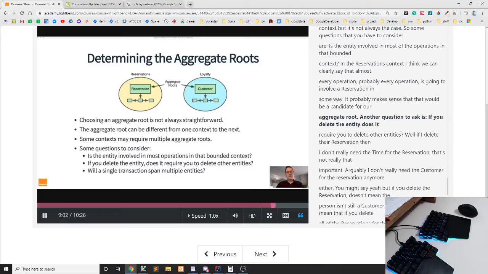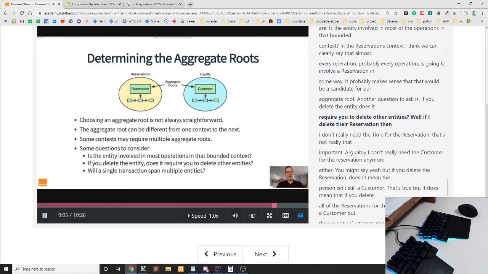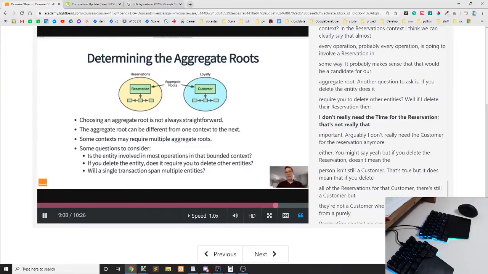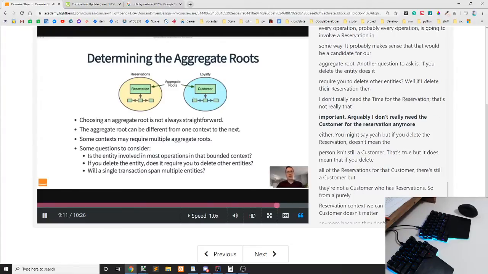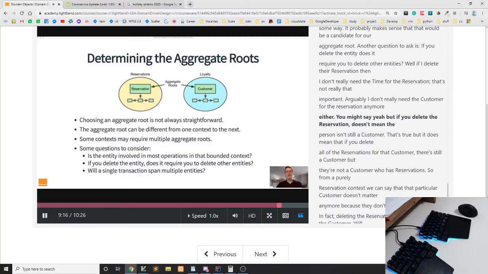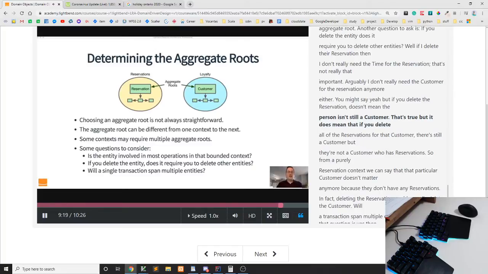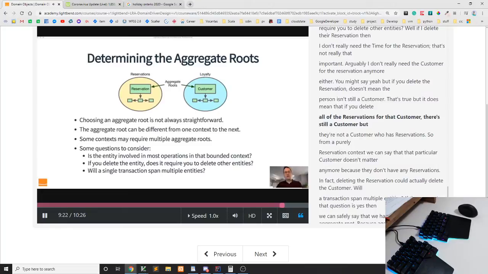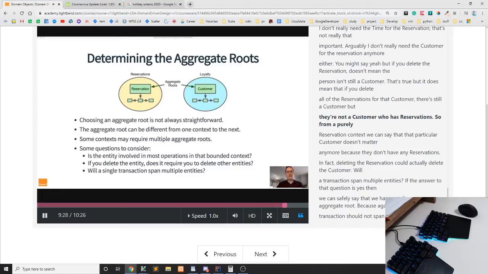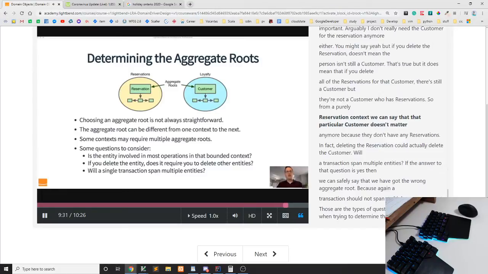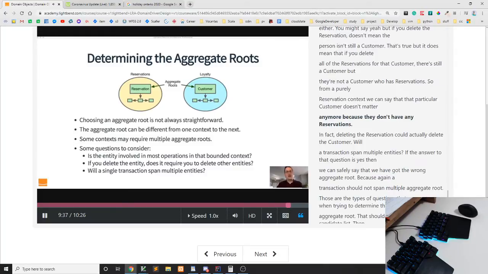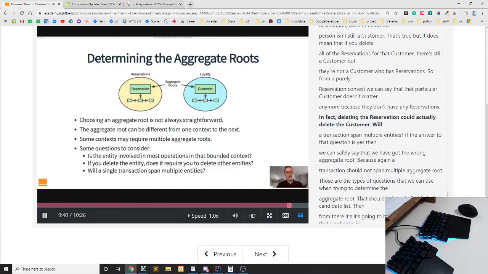Another question to ask is, if you delete the entity, does it require you to delete other entities? Well, if I delete the reservation, then I don't really need the time for the reservation. That's not really that important. Arguably, I don't really need the customer for the reservation anymore either. Now, you might say, yeah, but if you delete the reservation, doesn't mean the person isn't still a customer. And that's true, but it does mean that if you delete all of the reservations for that customer, they're still a customer, but they're not a customer who has reservations. So from a purely reservation context, we can say that that particular customer doesn't matter anymore because they don't have any reservations. So in fact, deleting the reservation could actually delete the customer.